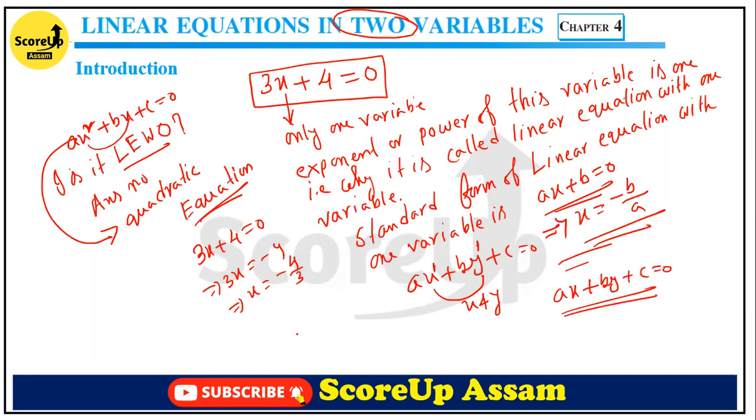Is it clear to you? Therefore, the standard form of a linear equation with two variables is ax plus by plus c is equal to 0. X and y are the two variables, and the exponent is 1. The exponent of x is 1 and the exponent of y is also 1. That's why it is the standard form, and that's why it is a linear equation in two variables.